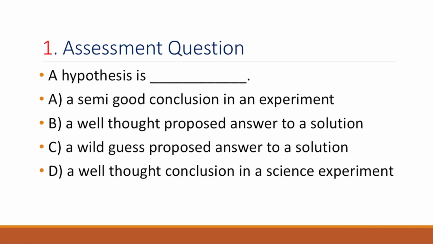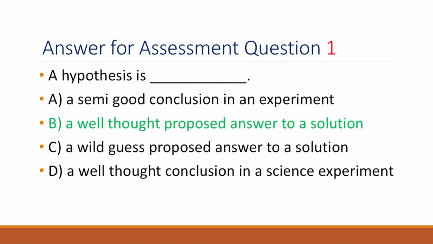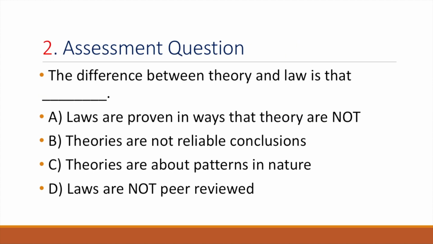All right, so assessment question. A hypothesis is: A, a semi-good conclusion in an experiment. B, a well thought out proposed answer to a solution. C, a well guessed proposed answer to a solution. And D, a well thought out conclusion in a science experiment. If you chose B, a well thought out proposed answer to a solution, you are correct.